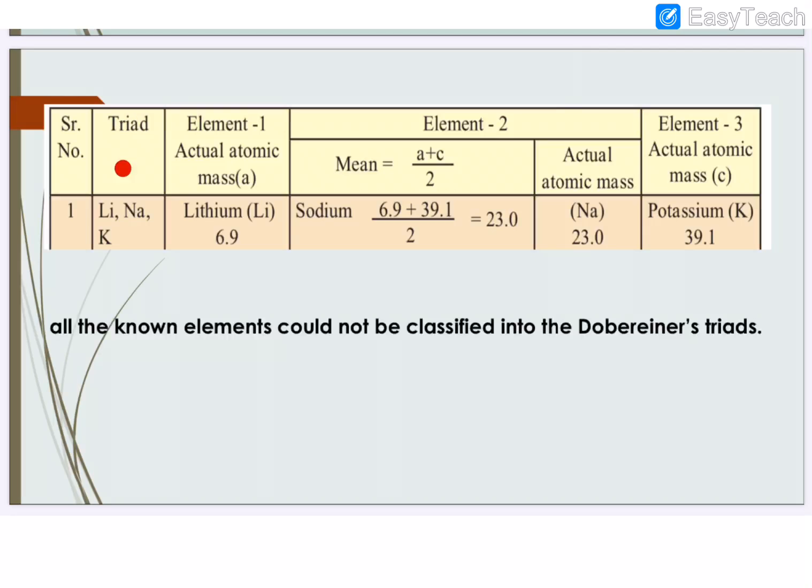So here an example of a triad is given, the triad of lithium, sodium and potassium. So in this triad the middle element is Na. So he suggested that the sodium's atomic mass will be the average, mean means the average, of the atomic mass of the other two elements. The other two elements are lithium and potassium. So the atomic mass of sodium will be the average of these two elements' atomic masses.